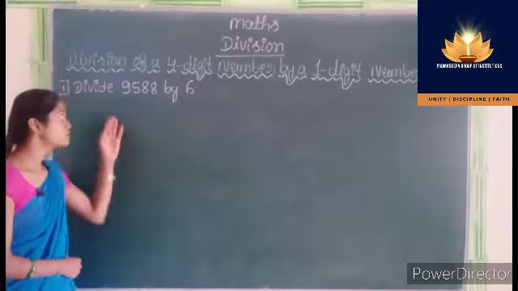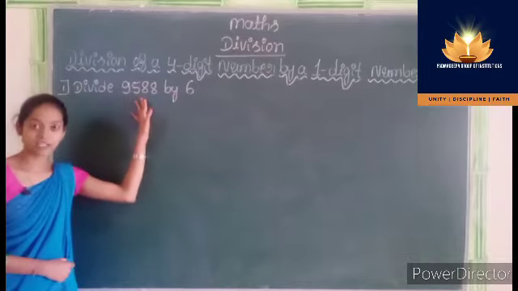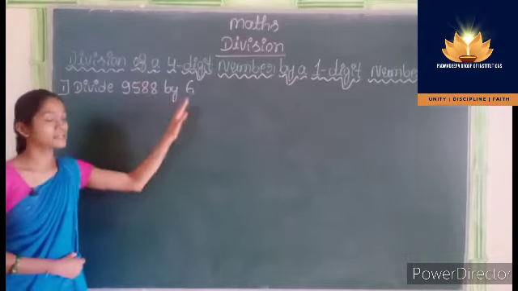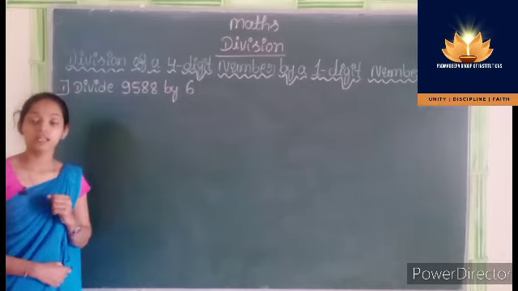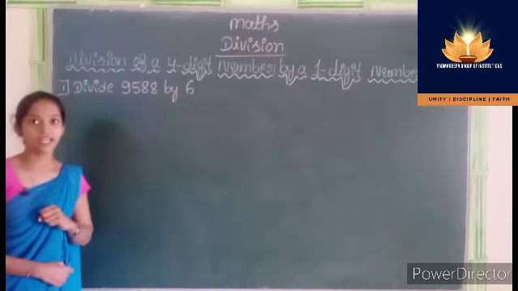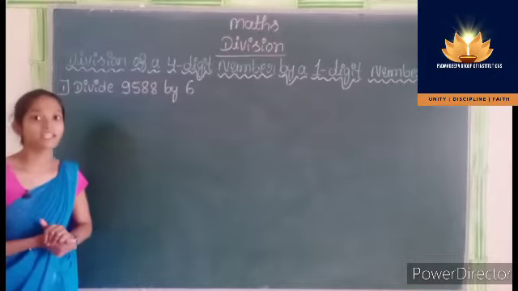So, divide 9588 by 6. Students, do you know the terms of division? The number to be divided, that number is said to be dividend.